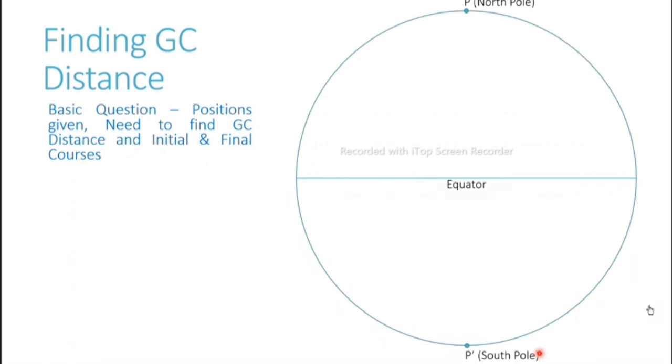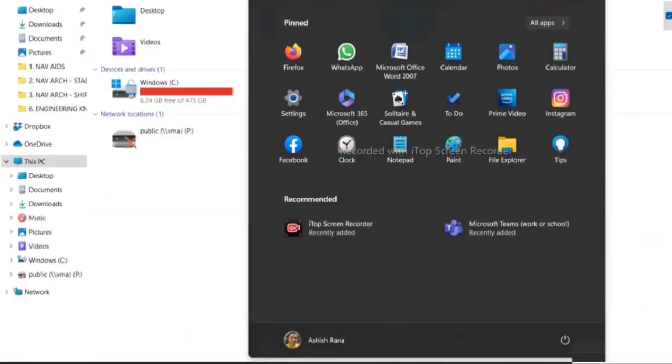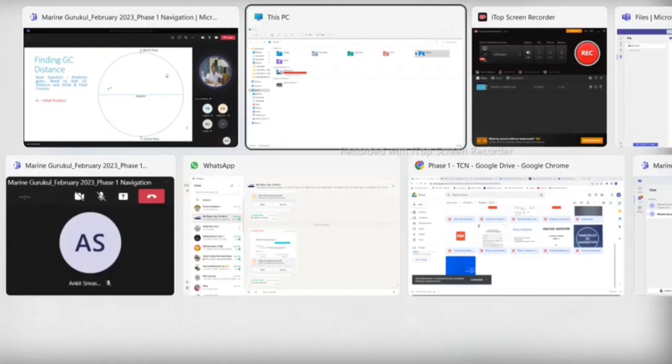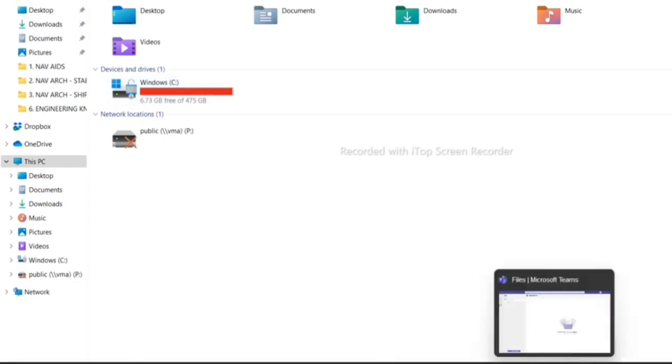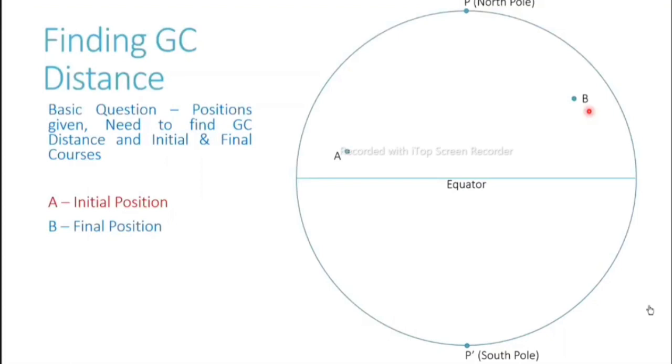So let's now plot our initial and final positions. These positions are given to us in the question. Let's assume that the initial position of the ship was at this particular location. Let's name it as A. So A is our initial position. Let's mark the final position also. Let's assume that the final position of the ship or the destination is here. Let's name that final position as B. B is the final position or the destination where we want to reach.